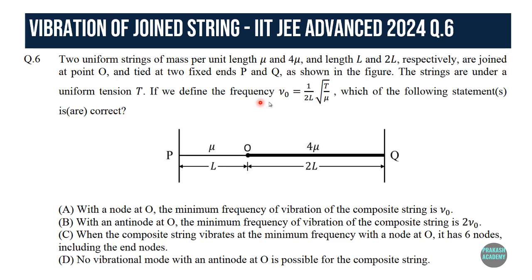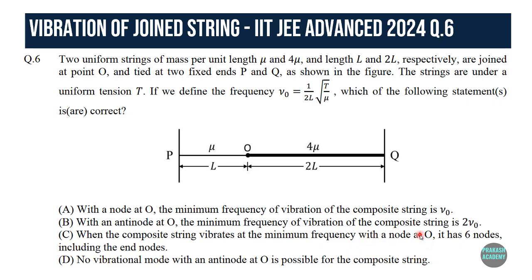If we define the frequency nu naught equals 1 by 2L times the square root of T by mu, which of the following statements are correct? So 4 statements are given, and we have to find which is correct and which is incorrect. Now the first option is with a node at O, and the second is with an antinode at O. Similarly here, with an antinode at O and with a node at O.